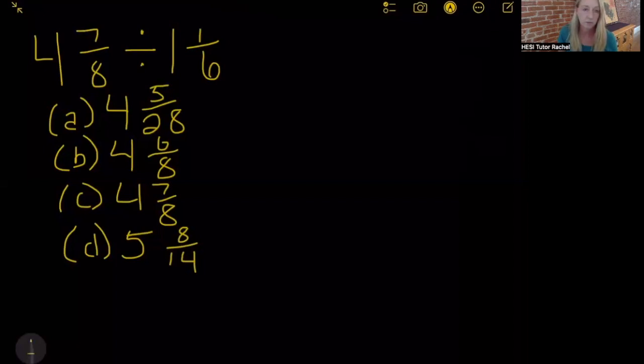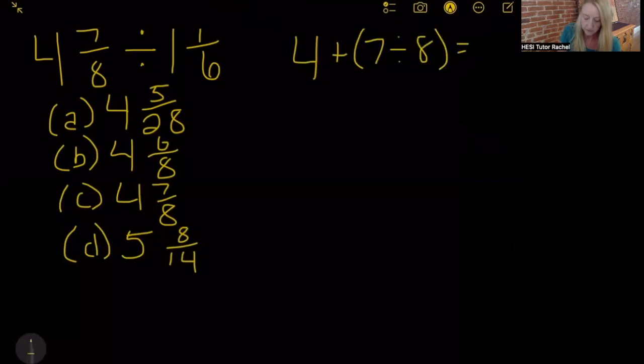So hopefully you remember from the previous videos what we're going to do to start, which is we're going to convert each of these numbers, 4 7/8 and 1 1/6, from fractions into decimals. So starting with 4 7/8, it's going to be 4 plus 7 divided by 8. And you're going to just plug that into your calculator.